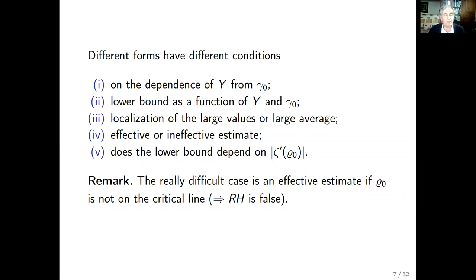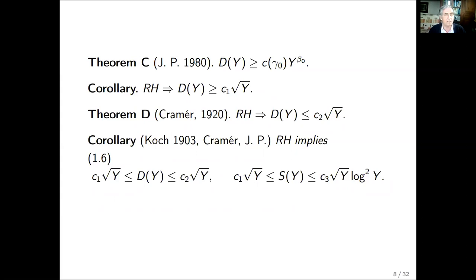And I had another method which gave a lower bound which depended on zeta prime of rho naught, if rho naught was simple; if it had a larger multiplicity, then analogously something. That had the disadvantage that this was a quantity which depended explicitly on this zero, but we could not give a lower estimate for it as a function of the size of the zero. And as I mentioned already, the really difficult case is if rho naught is not on the critical line, that means if the Riemann hypothesis is supposed to be false.